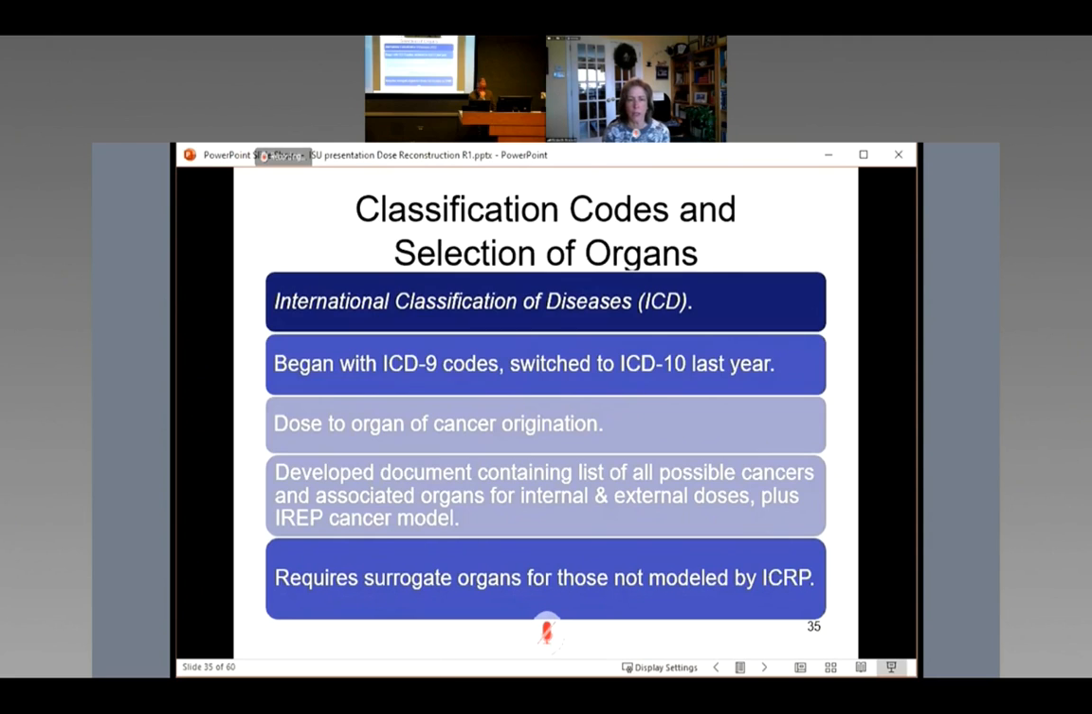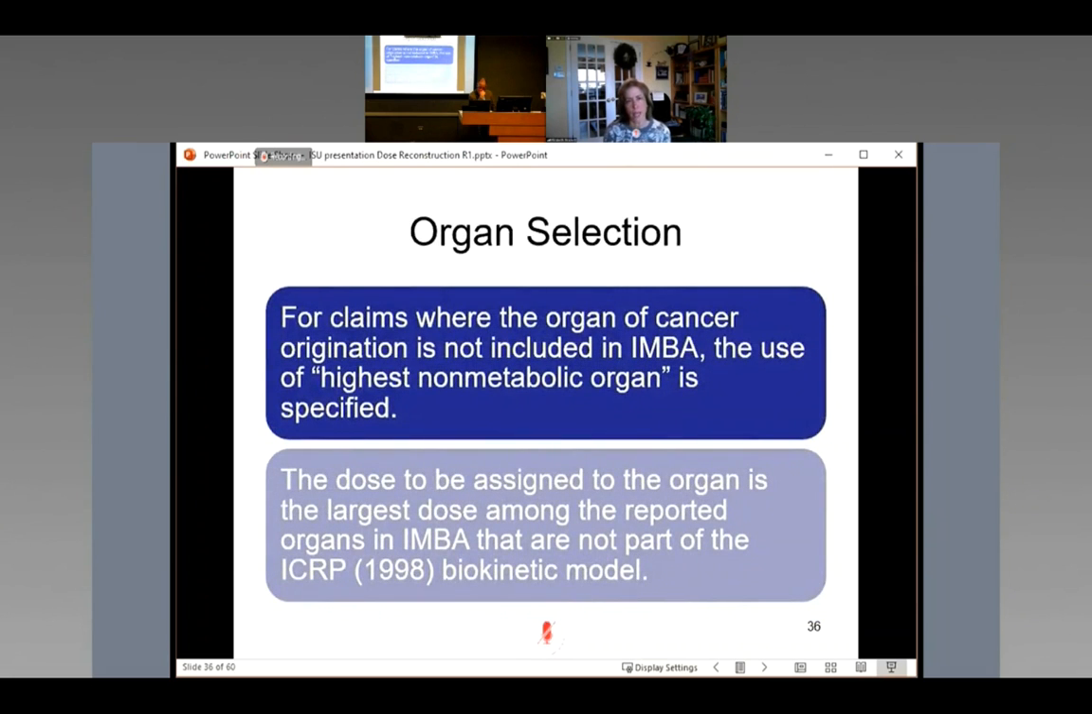I mentioned earlier that there are a number of organs that aren't specifically modeled by the ICRP, so it requires us to assign a surrogate organ. So for claims where the organ of origination is not included in IMBA, we use what we refer to as the highest non-metabolic organ. That's very poor terminology, and I think somebody mentioned it early on, and for some reason it stuck. But what we mean by that is that, for example, prostate, I would take that as an example, because it's a very common cancer type. The dose to be assigned to the prostate would be the largest dose among the reported organs in IMBA that aren't part of the biokinetic model.